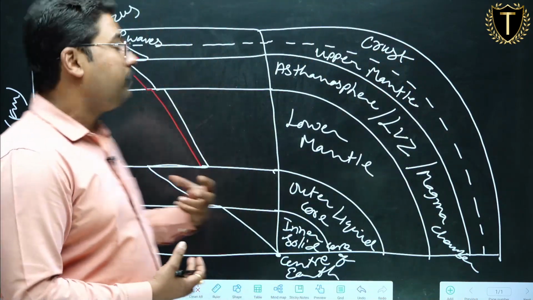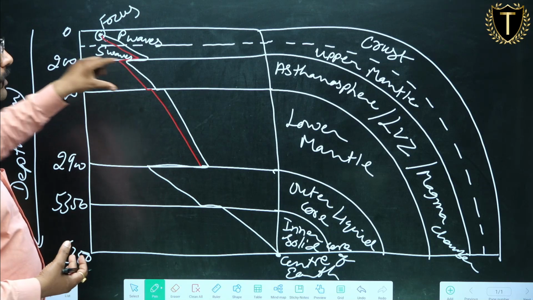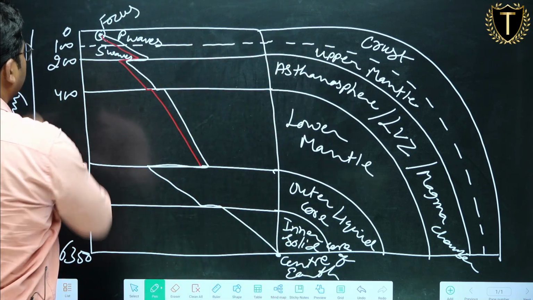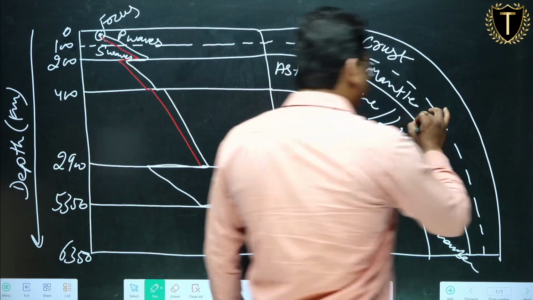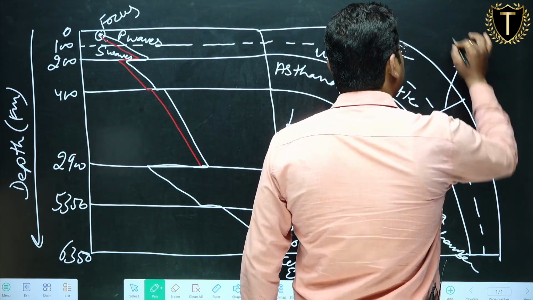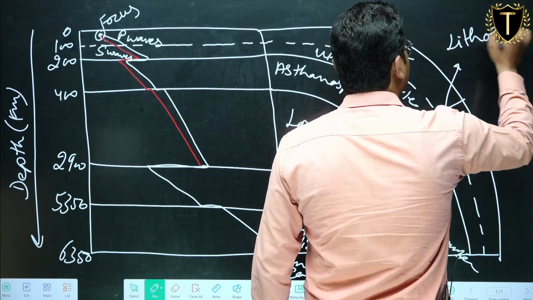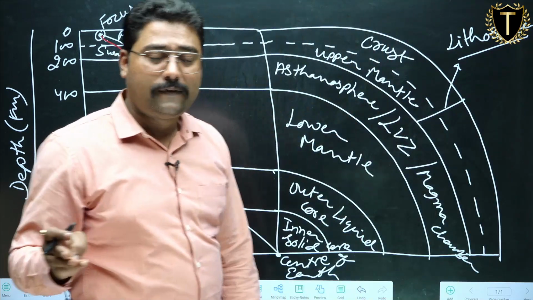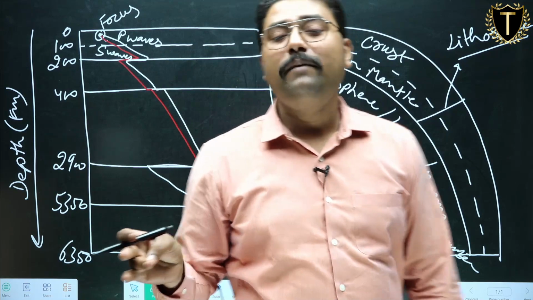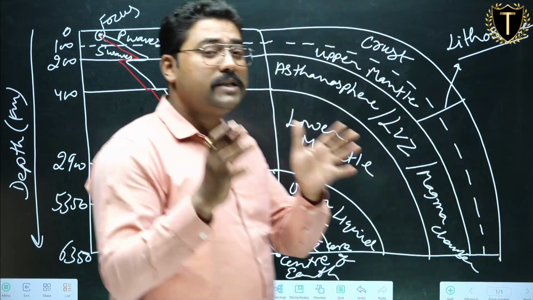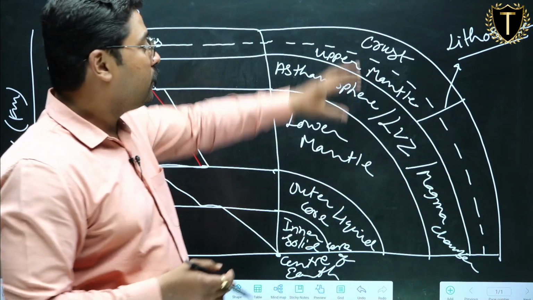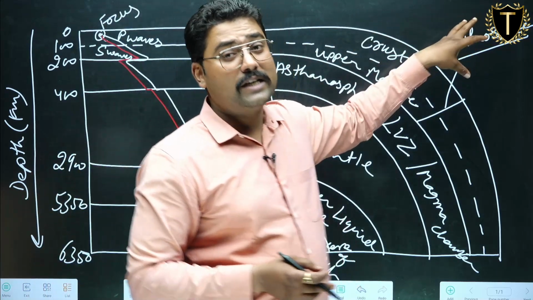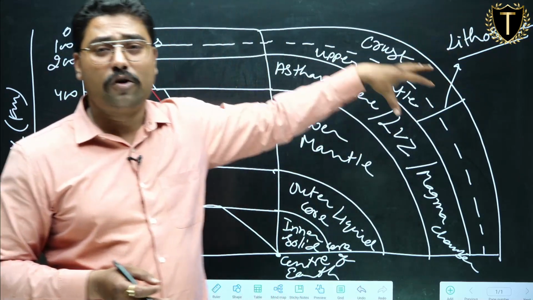So we have divided the part of 0 to 200 km in two sections, 0 to 100 km as crust and 100 to 200 as upper mantle, and collectively the whole section is considered as lithosphere. Like lithosphere, atmosphere, biosphere, hydrosphere and magnetosphere, the major 5 spheres of the Earth. So lithosphere is the uppermost part, where lithos stands for rocks, so it is also considered as the rock sphere.